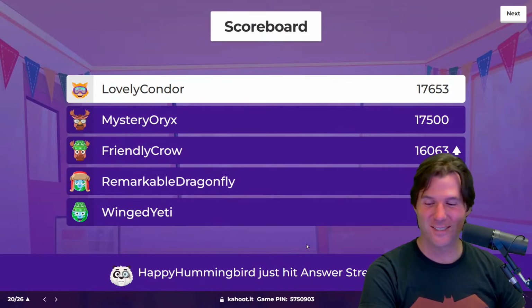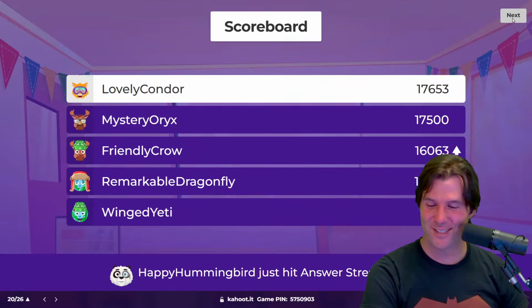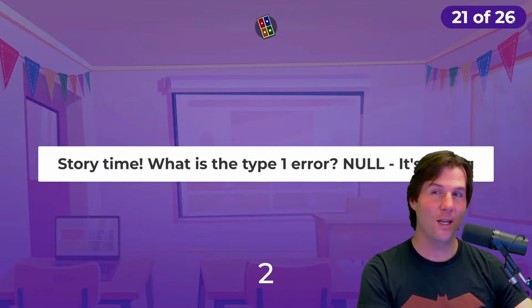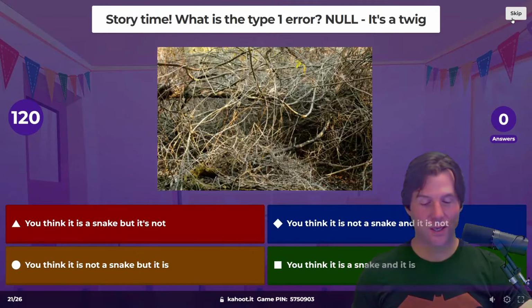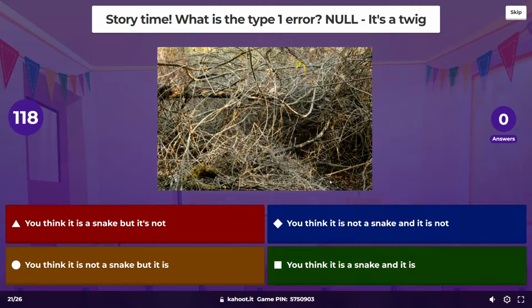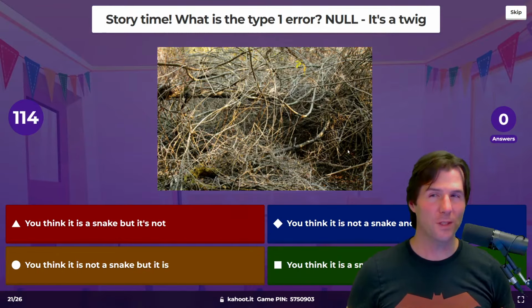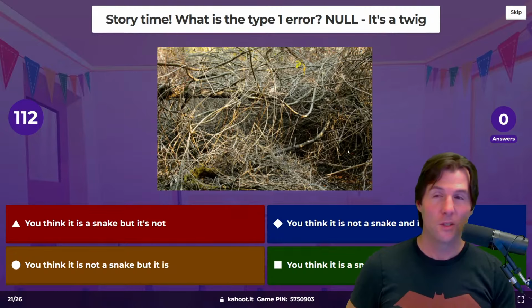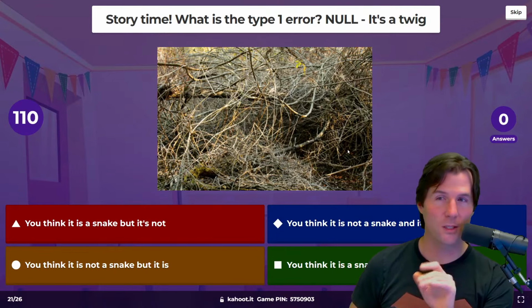Lovely Condor, Mystery Orcs, Friendly Crow. Let's do this. Back in third. Story time. You walk through the woods, and the null hypothesis you have is that all of these things are twigs. And you make a type 1 error. What does this mean, to make a type 1 error? So you have to know what a type 1 error is and watch and learn.